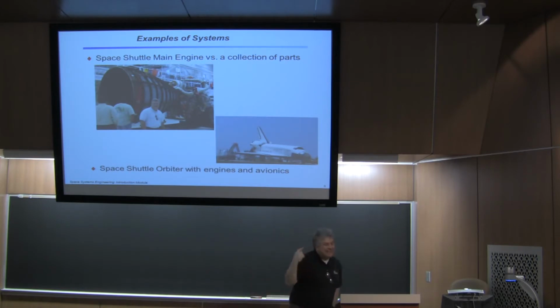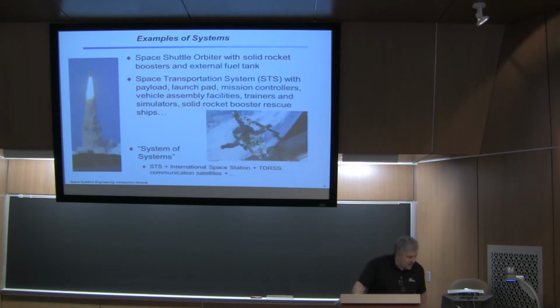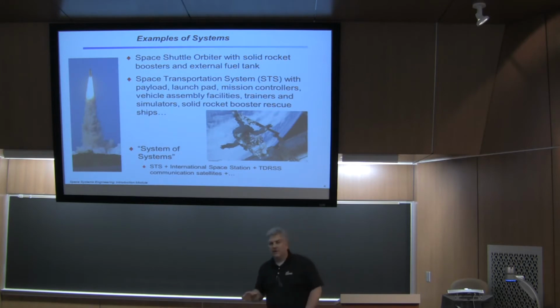So you think about inside the space shuttle, of course you have that engine and a whole bunch of other subsystems. Avionics, what goes in the payload, etc. And if you think about it, the orbiter itself, the part that lands, is part of a launch vehicle that you add the solid rocket boosters on it, as well as the external fuel tank. And now that's a system of systems.